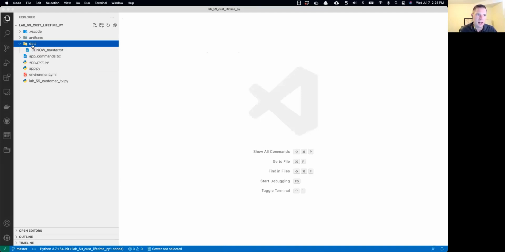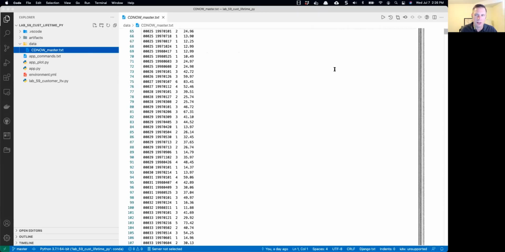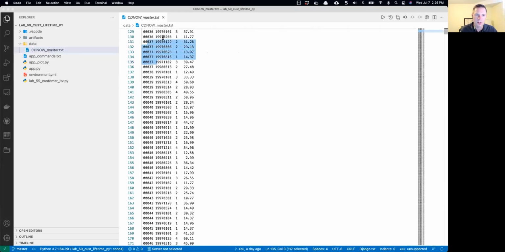The next one is the data set. The data set is saved in a text file. If I click this right here, the text file looks something like this, where we've got customer numbers, we've got their date, and then we've got the number of CDs they purchased on a specific order for a timestamp, and the value of their order.